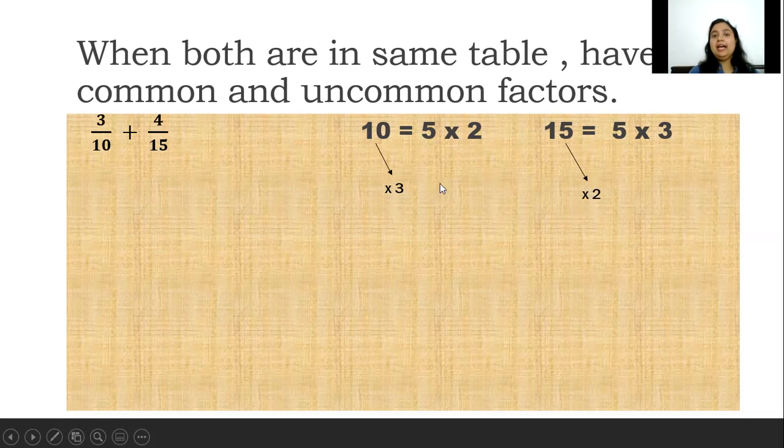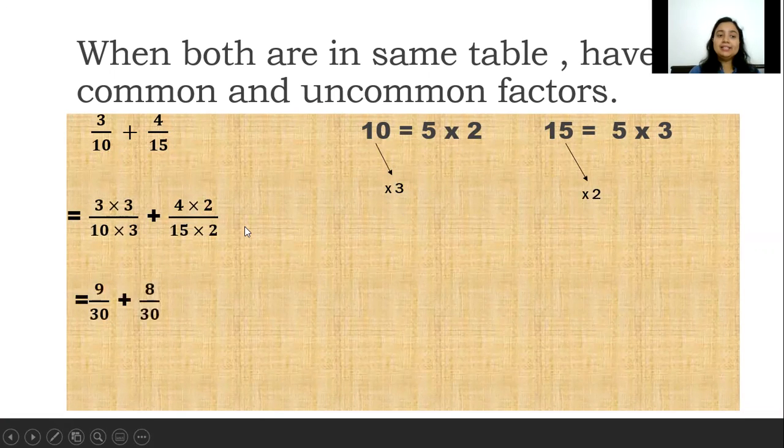It has 3 but doesn't have 2. Give it 2. And look at this. 10 threes are 30 and 5 twos are 30. So the LCM of 10 and 15 is 30 actually. Okay, now convert these denominators into 30. So we have to get 3 here and 3 on the upper side, 2 here, 2 on the upper side. Now let's write it. The next job is multiply it. 3 3s are 9, 10 3s are 30, 4 2s are 8, 15 2s are 30. Just add the numerators and the work is done. We have added. Isn't it easy?